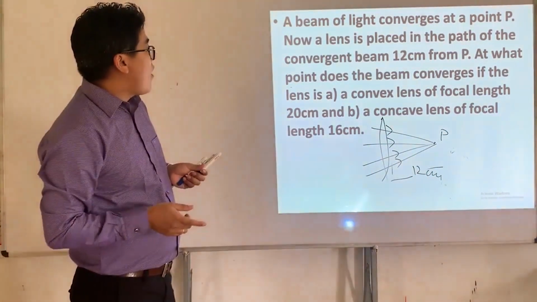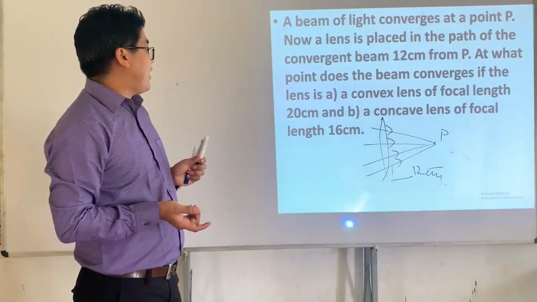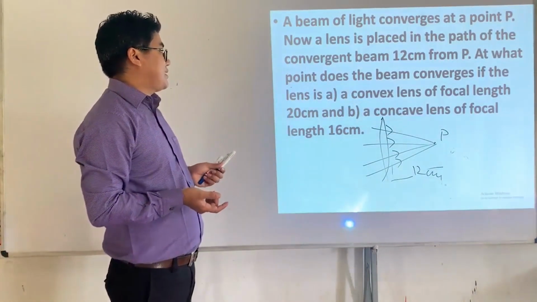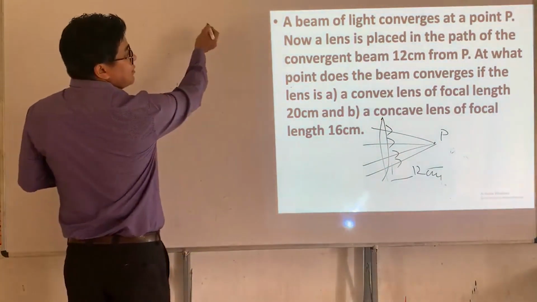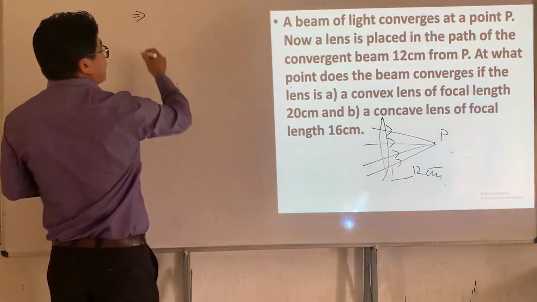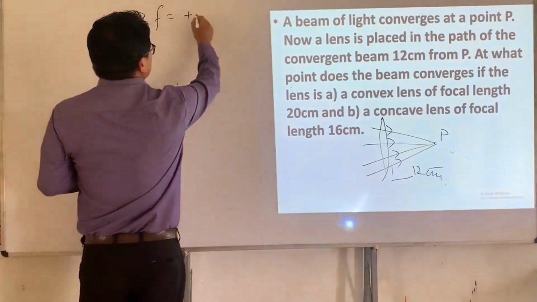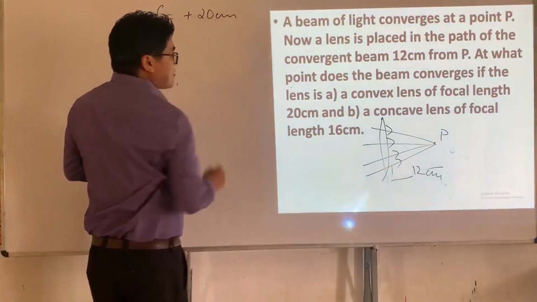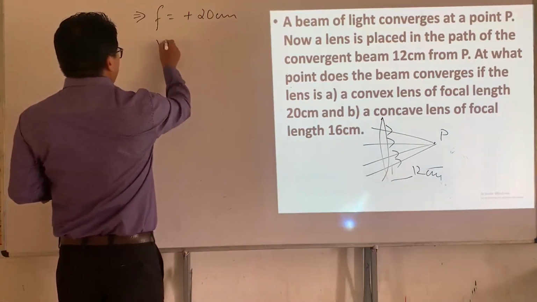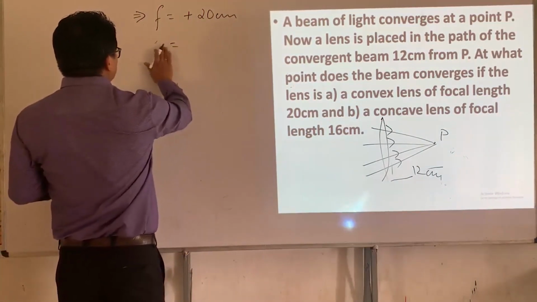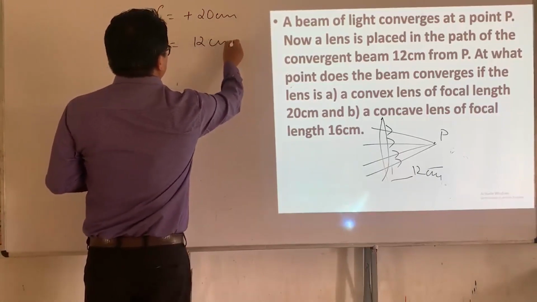And now, at what point does the beam converge? If the lens is convex, focal length 20 centimeters. So this is the given. Given is that focal length F is equal to plus 20 centimeter. And how much is V? How much is U? U is equal to 12 centimeter.